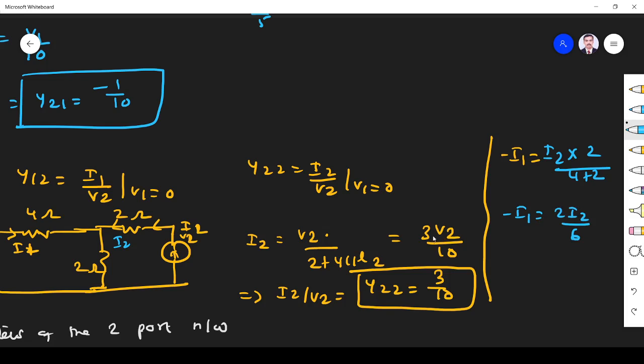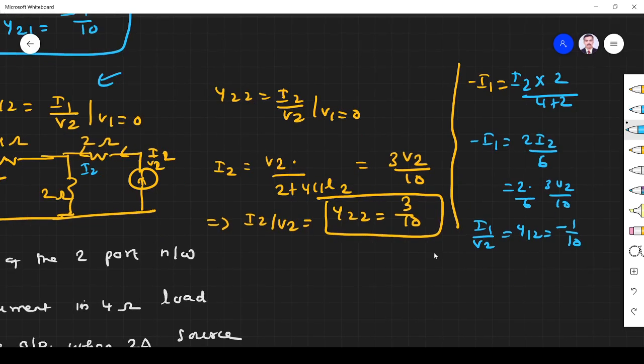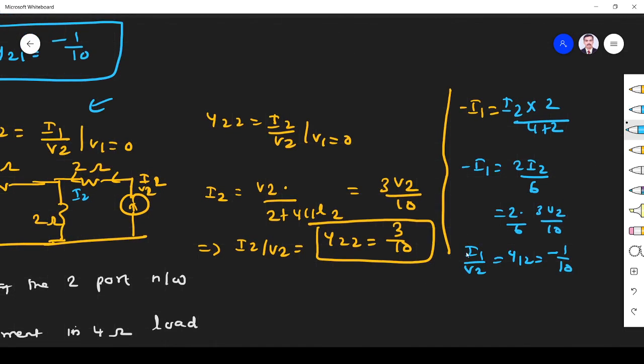Already we found I2 is 3V2 by 10. So 2 by 6 times 3V2 by 10. So what I need is I1 by V2 to find Y12. So I1 by V2, that is equal to Y12. That will give minus 1 by 10. So this V2 will come to this side, and it will become minus 1 by 10. Okay. So I got all the 4 parameters.